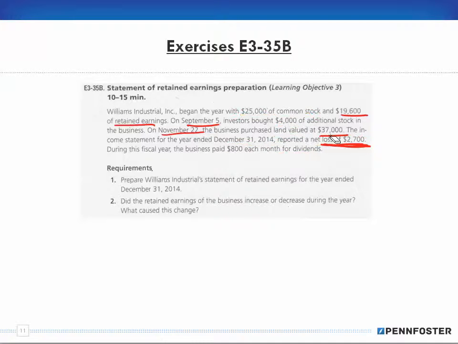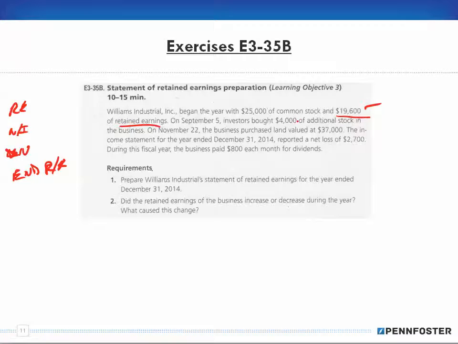All right, so before we go there, what are we going to need here? It began the year with $19,600 in retained earnings, because we know on our statement of retained earnings we have beginning retained earnings. We add in our net income, our profit or loss. Then we take out dividends, less dividends, to end up with ending retained earnings, right? So out of these transactions, yes, we need the $19,600 for the beginning retained earnings.